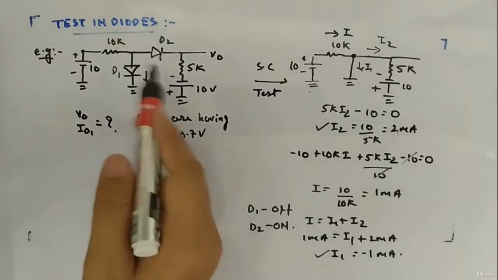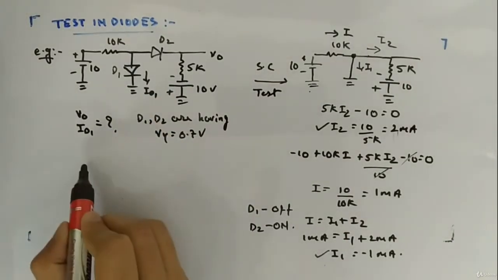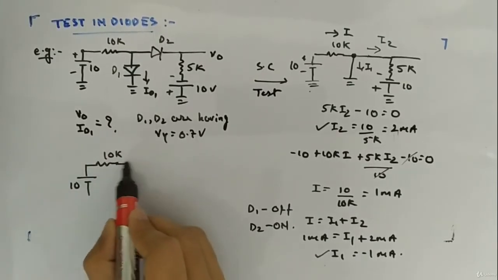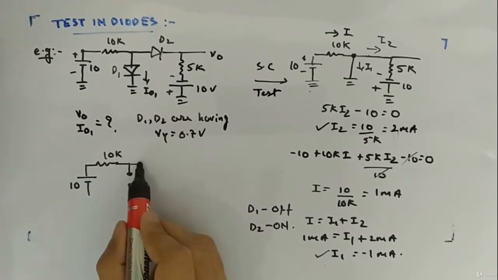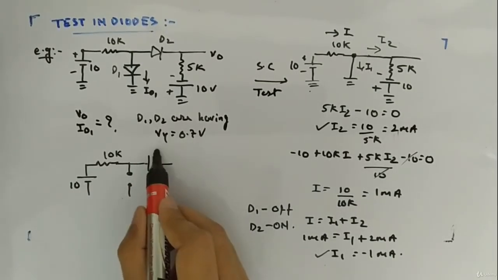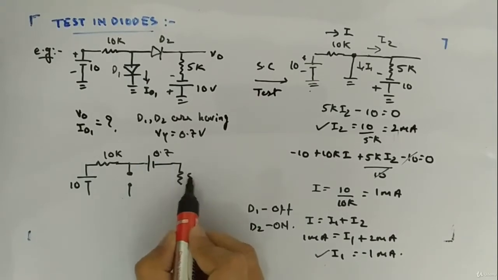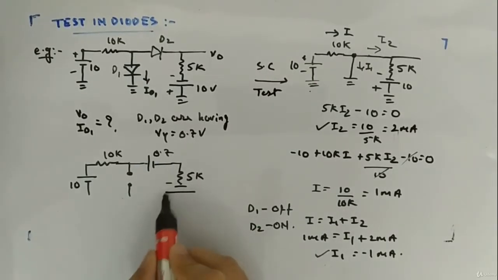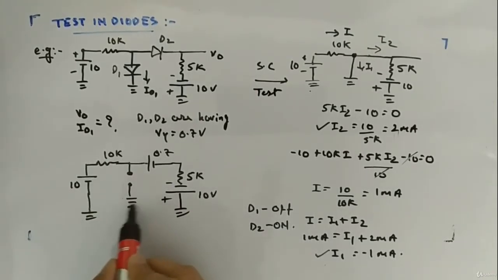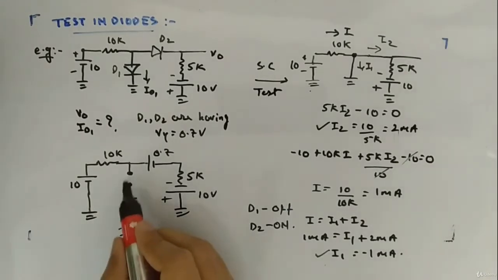So you can replace these with their equivalent circuits. What you will get is the 10k, D1 off, then D2 on, which I am writing as V gamma, 0.7 volt, then 5k, the negative 10 volt source, and grounds. So clearly you can see ID1 is 0 ampere because this is open.